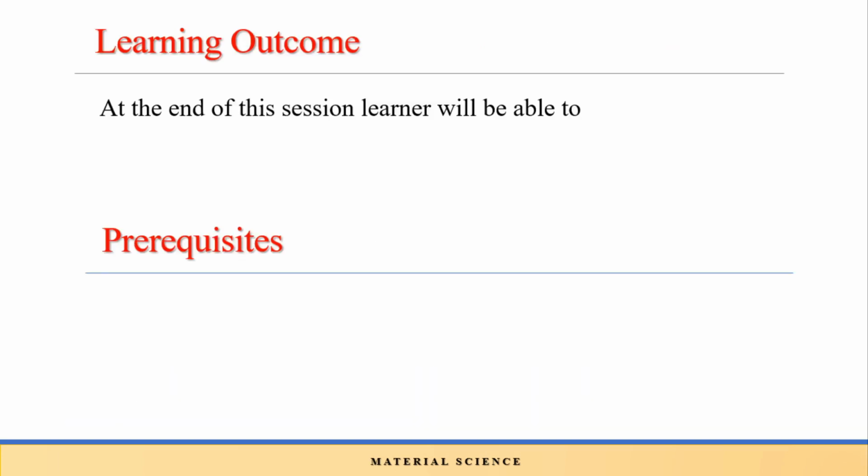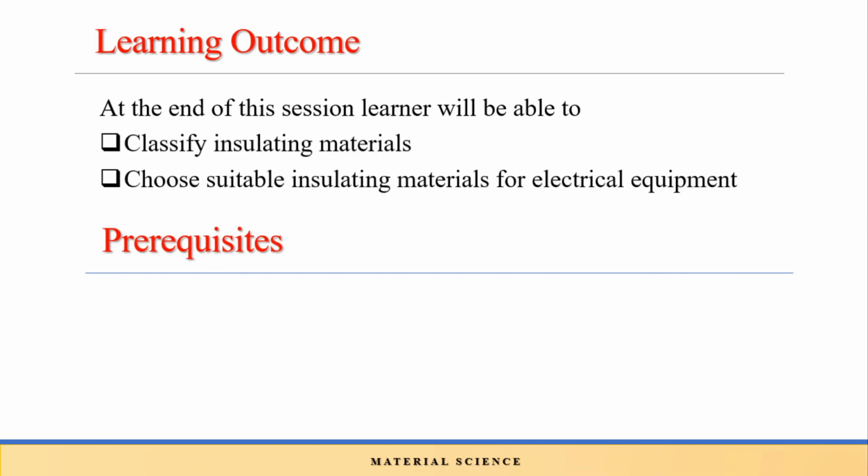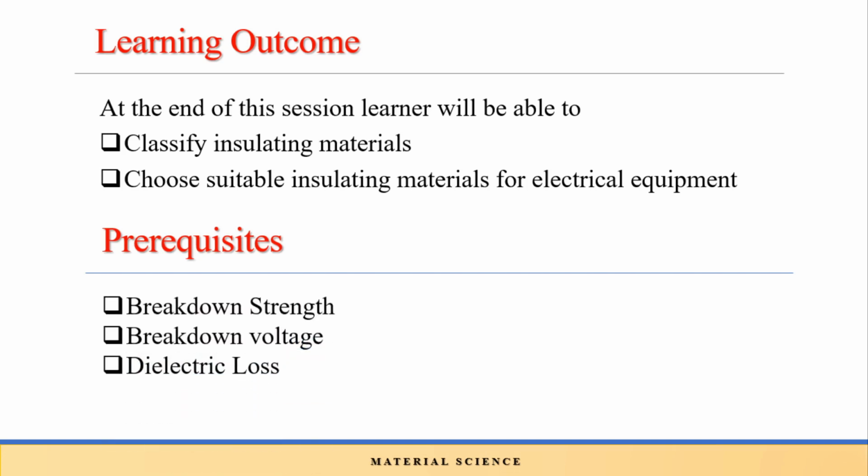Learning outcomes. At the end of this session, the learner will be able to classify insulating materials and to choose suitable insulating material for electrical equipments. Prerequisites for the session are breakdown strength, breakdown voltage, and dielectric loss. Already we have discussed these terms in unit number 1 and 2, but once again we will quickly revise those terms. So first, breakdown strength.